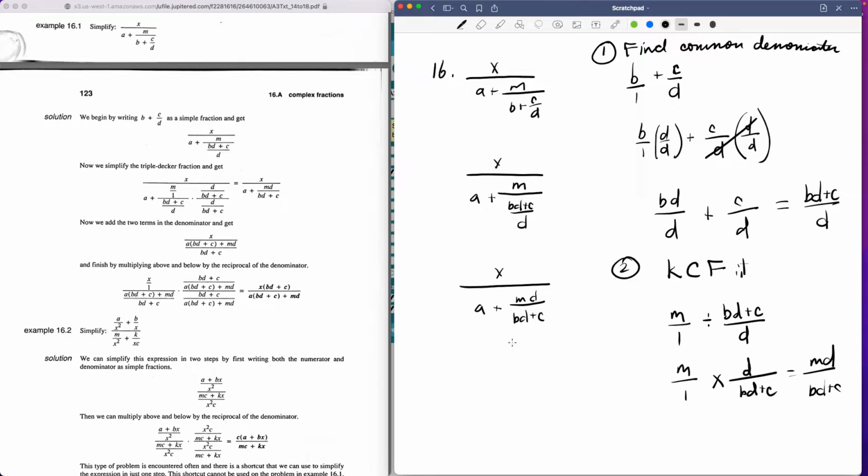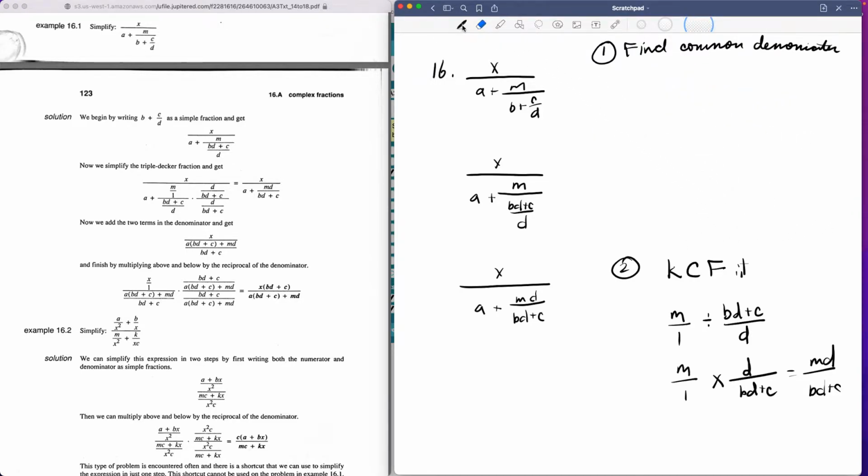So what do we do now? Well, because we don't have a number divided by a fraction, we have a number divided by an operation here, which this plus is our operation. So we go back to find the common denominator. When we have an operation, we find the common denominator. So I'm going to erase this part here.